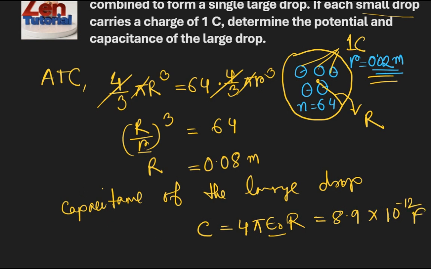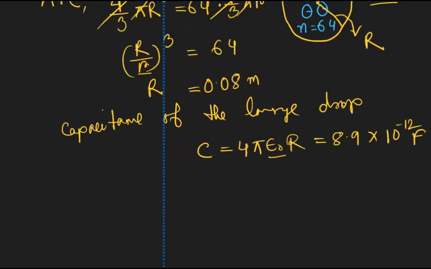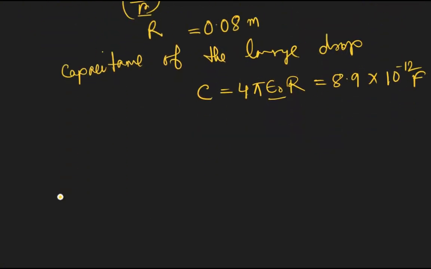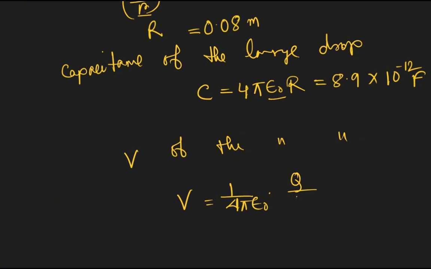Now what we have to determine? We have to determine the potential of the large drop. So the potential of the large drop, V, is equal to 1 by 4 pi epsilon naught, and the charge over the radius. So if we plug in all the values, it will be 7.2 into 10 to the power 12 volt. So this is the final answer for the potential.